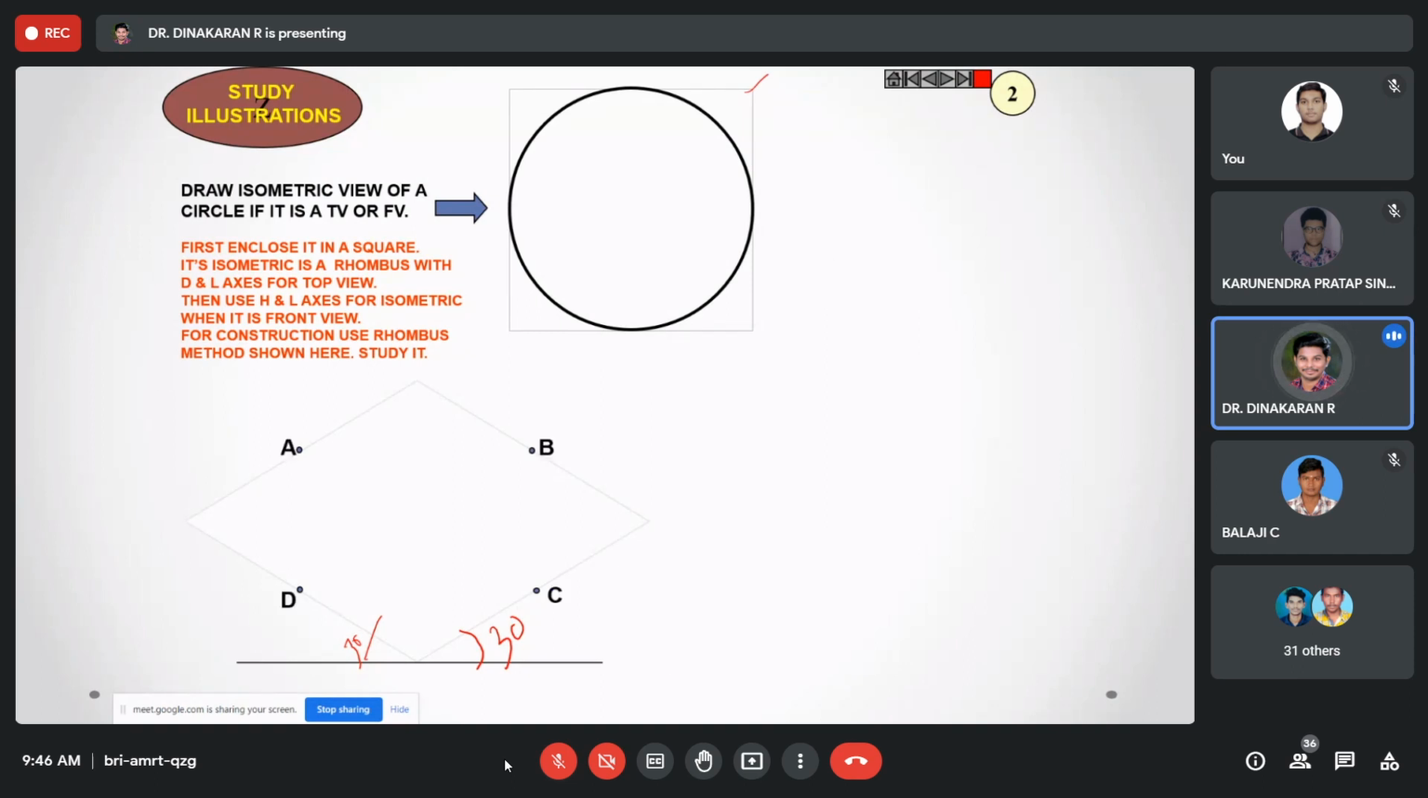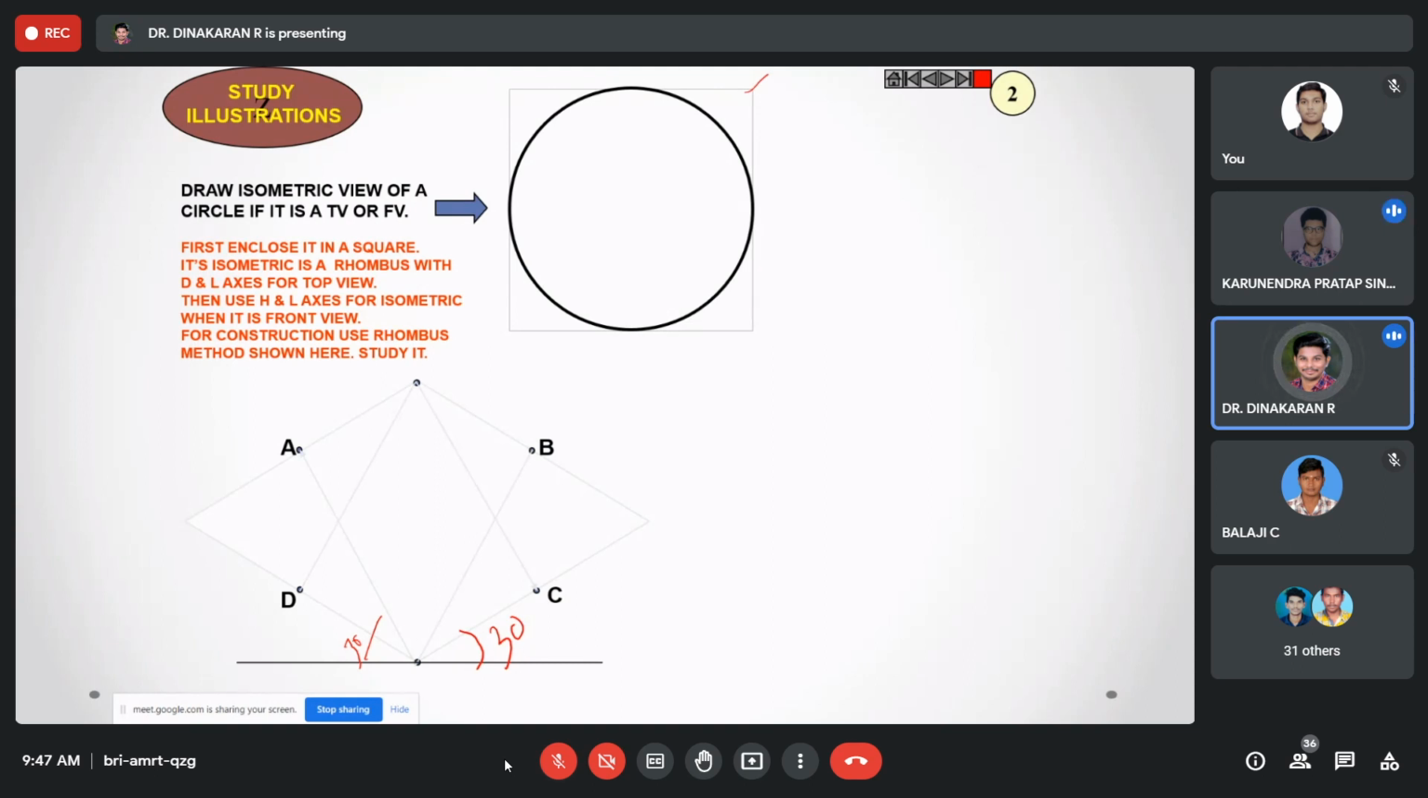Okay, ABCD. Then we need to connect this diagonal point with the opposite A and B. You see, I will connect this diagonal point with A and B, and the opposite diagonal with the D and the C. So now, do you have any doubt?